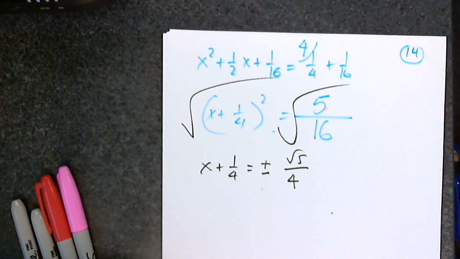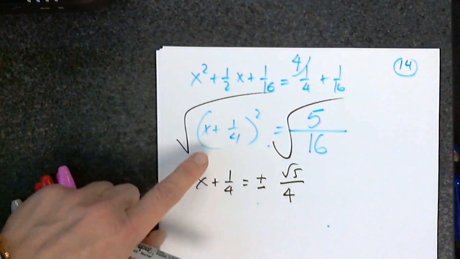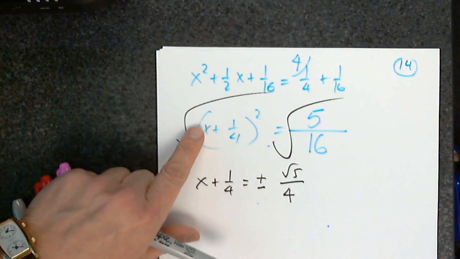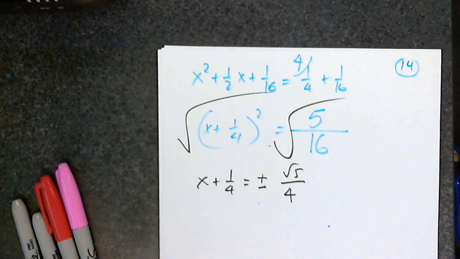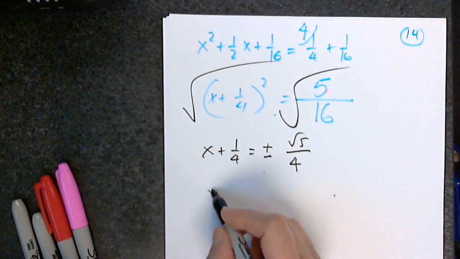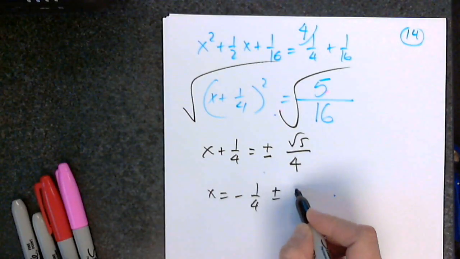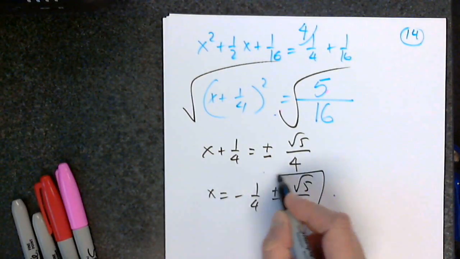How do you get x plus 1/4 squared? First term squared plus 2 times the first times the second plus the second term squared. So then x equals negative 1/4 plus or minus the square root of 5 over 4.